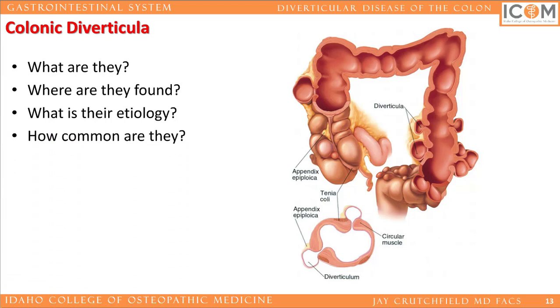Diverticuli of the colon are very common. They are found usually between the age groups of 40 and 80 years of age, and about 80% of adults over 80 years of age will have diverticulosis. Most, however, will be asymptomatic.